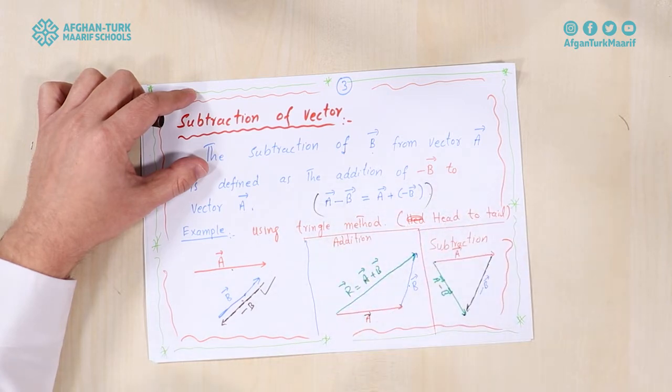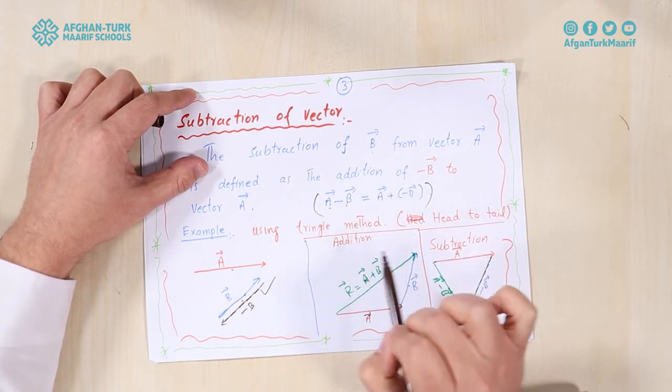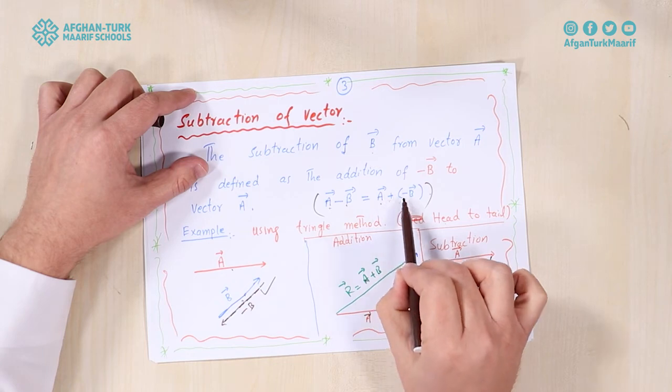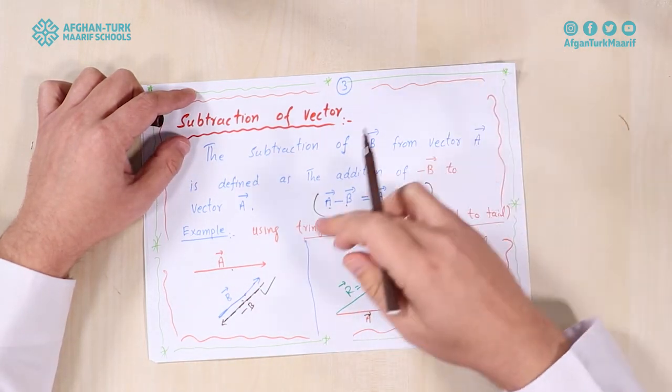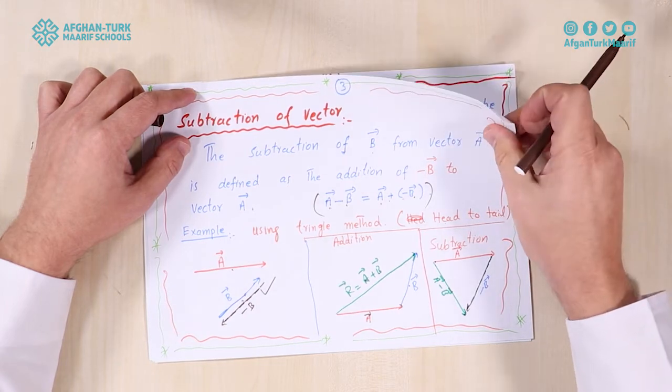Here one thing is mentioned: a minus b will be equal to a plus minus b. So this is called subtraction of vector by using the triangular method.